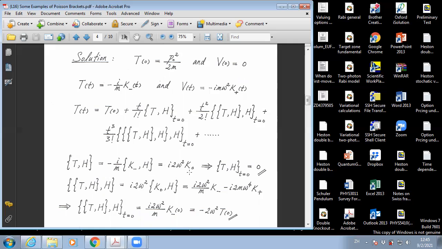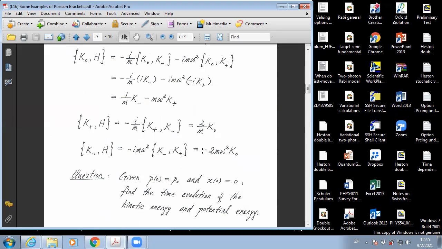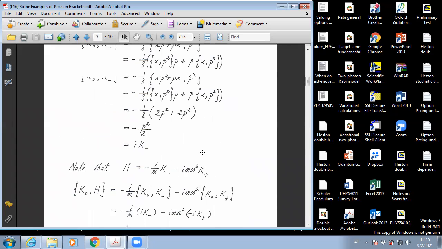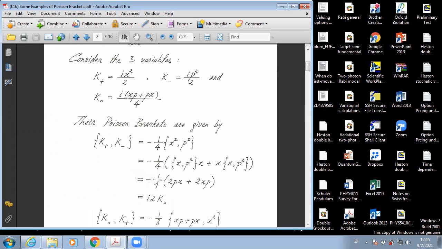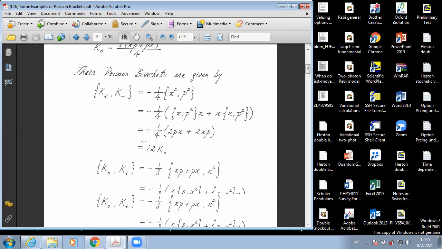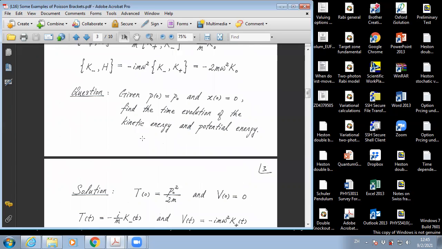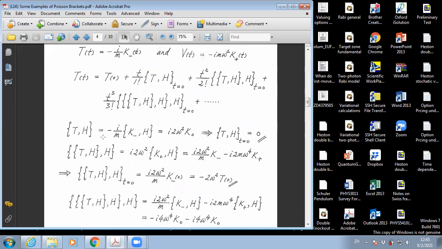If we evaluate it at t equal to 0, what do we get? We get 0. Why? Let us go back to here, k naught at t equal to 0. What is k naught? Here. At t equal to 0, we know that x equal to 0. All right, so k naught equal to 0. So the first Poisson bracket between T and h equal to 0 at t equal to 0.